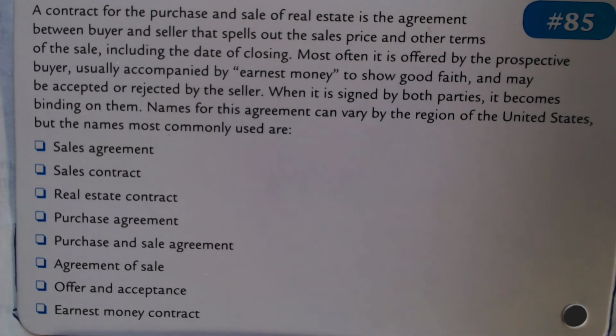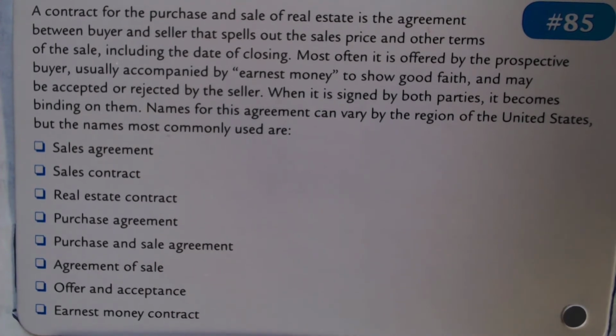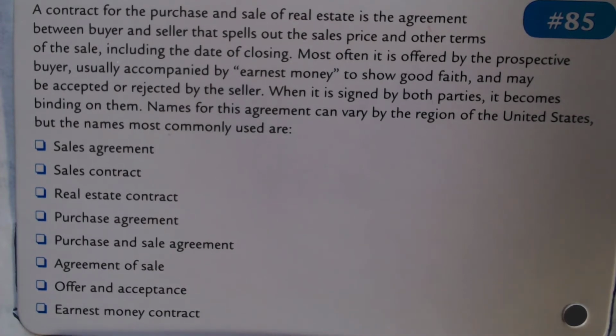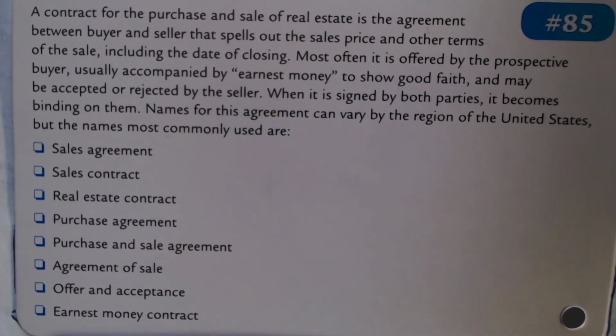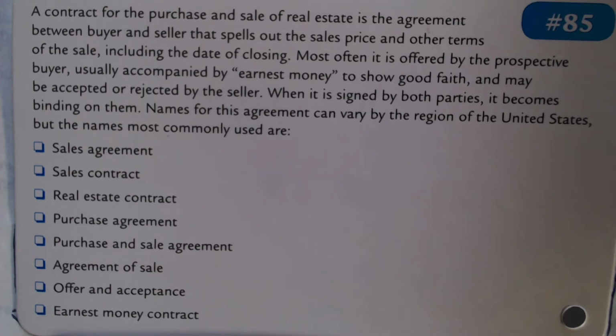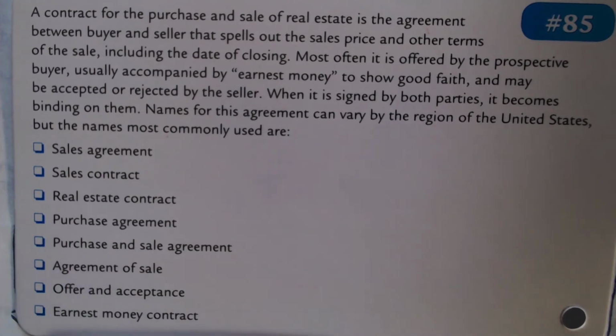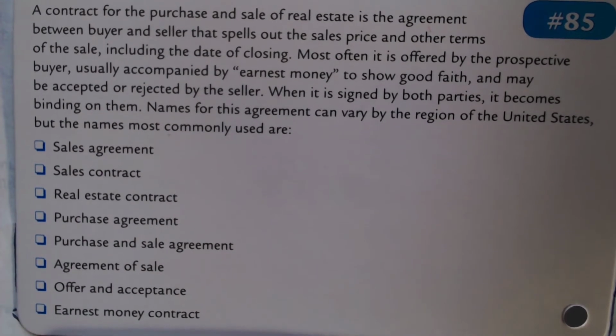Names for this agreement can vary by the region of the United States, but the names most commonly used are sales agreement, sales contract, real estate contract, purchase agreement, purchase and sale agreement, agreement of sale, offer and acceptance, earnest money contract. Those are all the names for a contract to purchase real estate.